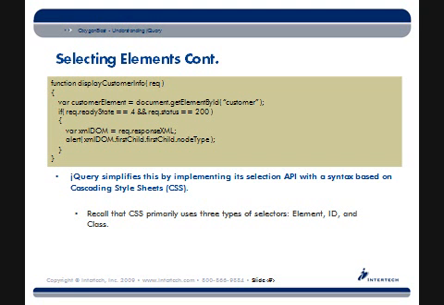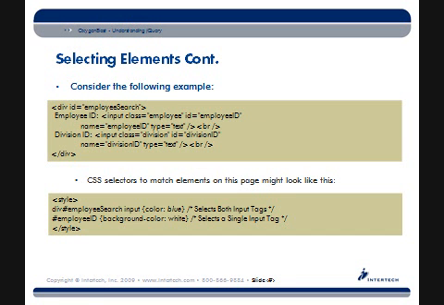Now jQuery simplifies this syntax by implementing a syntax that's based on cascading style sheets, so CSS. If you've used CSS before, you should remember that there's really three main types of selectors that you're going to look for: elements, IDs, and class. So consider the following example. I have a div here, and the ID for the div is employee search, and below that I have two different input tags, one with an ID of employee ID and one of division ID, so a real simple HTML snippet.